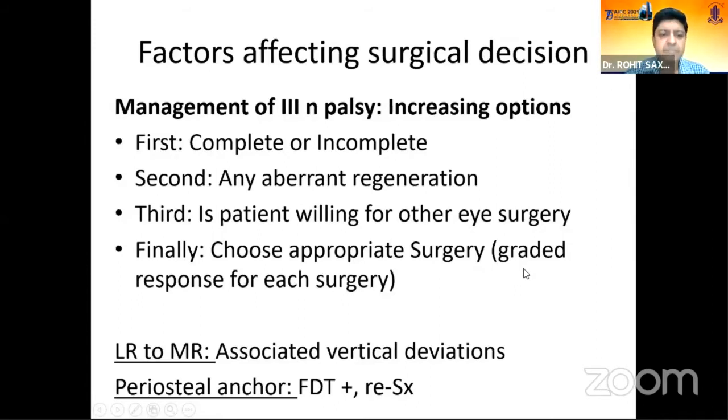We can see that there is some graded response of each surgery. LR to MR can help us to manage mild vertical deviations in a split LR to MR, and full transpositions in a complete transposition. And I use periosteal anchor where the FDT is tight of the lateral rectus, and definitely in resurgery. So with any previous surgery we have some very good results with a medial periosteal anchor.